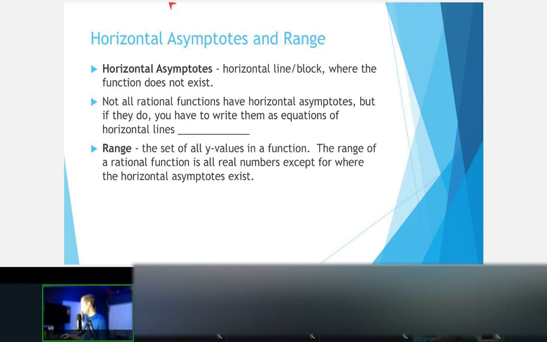All right. So the form, like we talked about before, HAs are written in the form of y equals some number. I'm just going to put like some number, right? Yeah, y equals some number because they're horizontal lines.